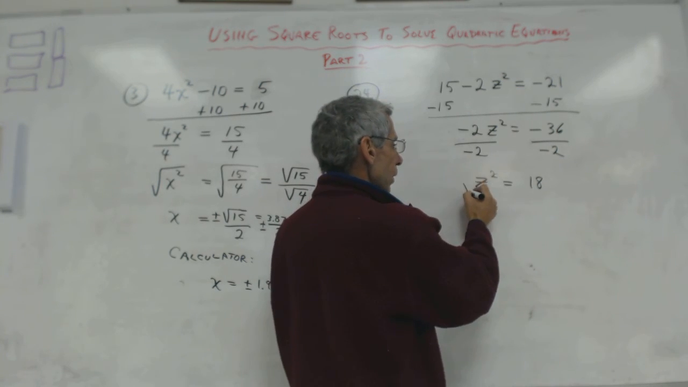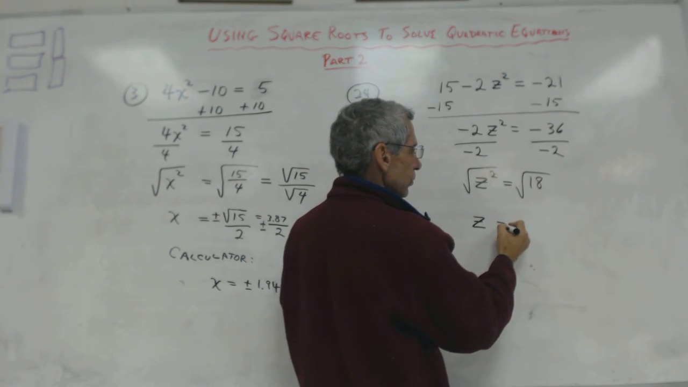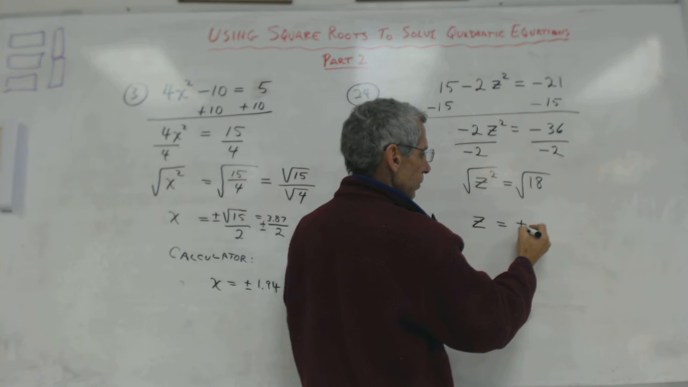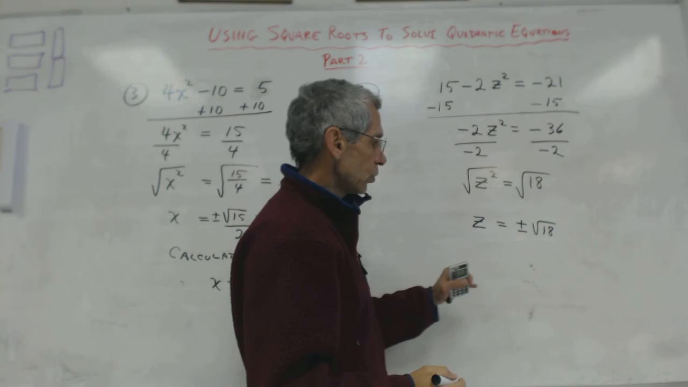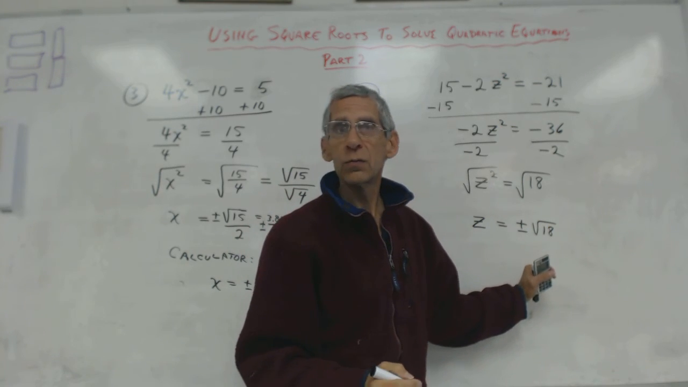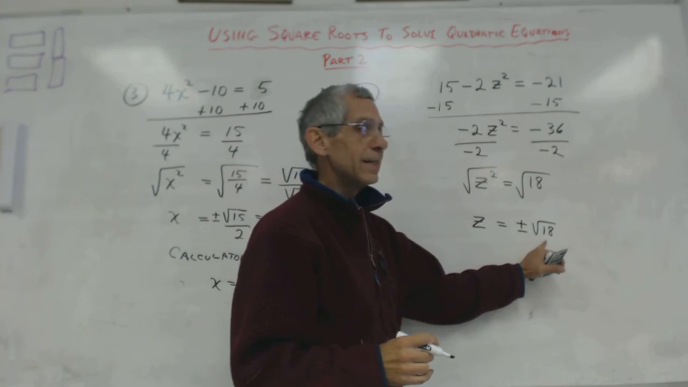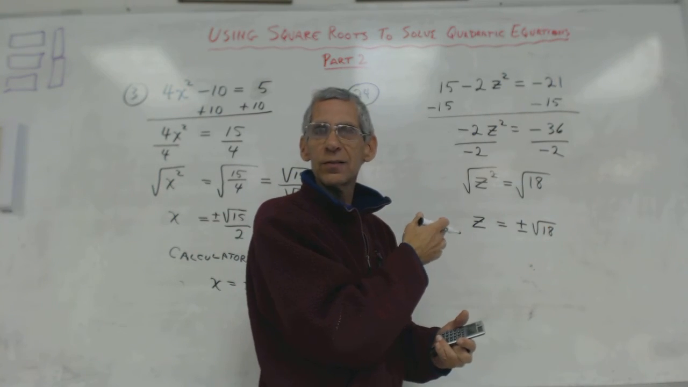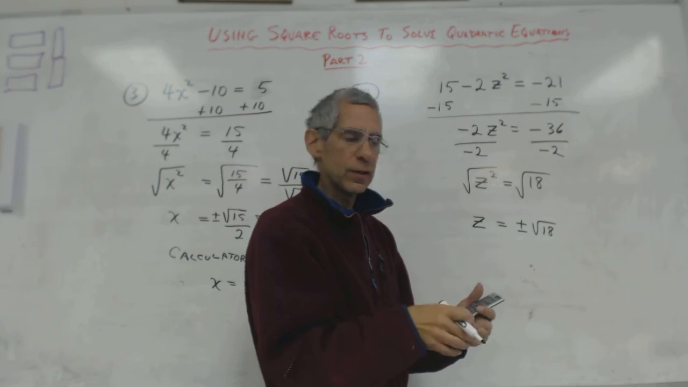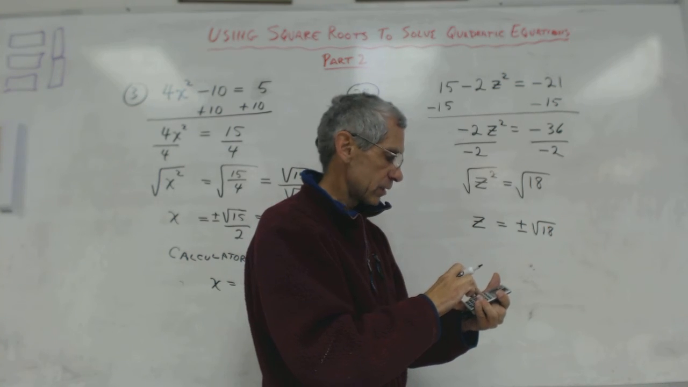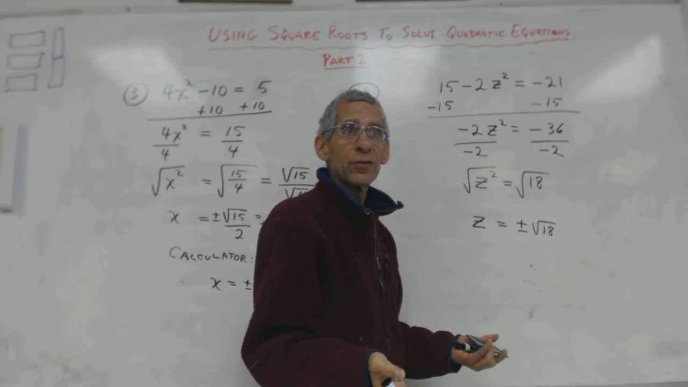Okay, now what do I do? Square root both sides. So z is equal to plus or minus the square root of 18. Now, you could simplify that, but you don't really need to. There's a way to simplify it because there's a perfect square in 18: it's 9 times 2. I don't know if you guys have learned that or not. We're going to go back and do that eventually, but for now, that's fine. z is equal to the square root of 18.